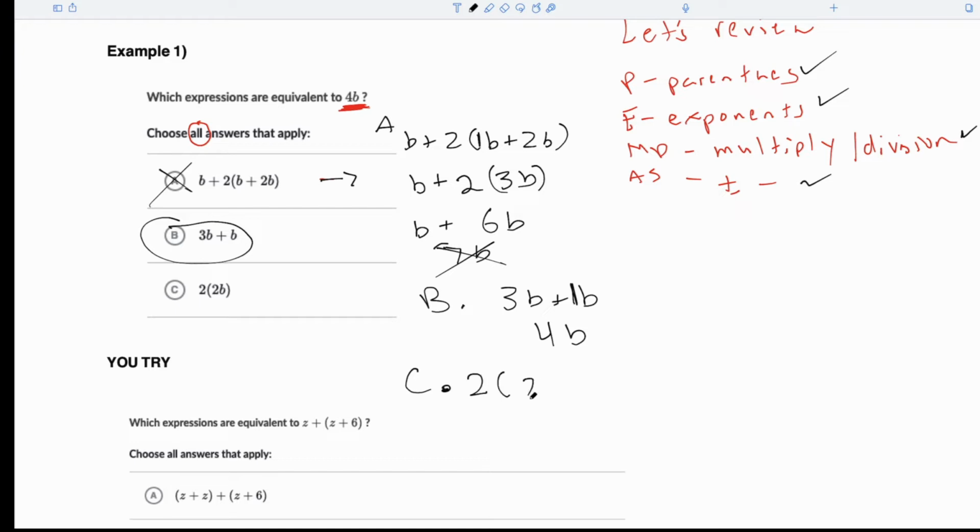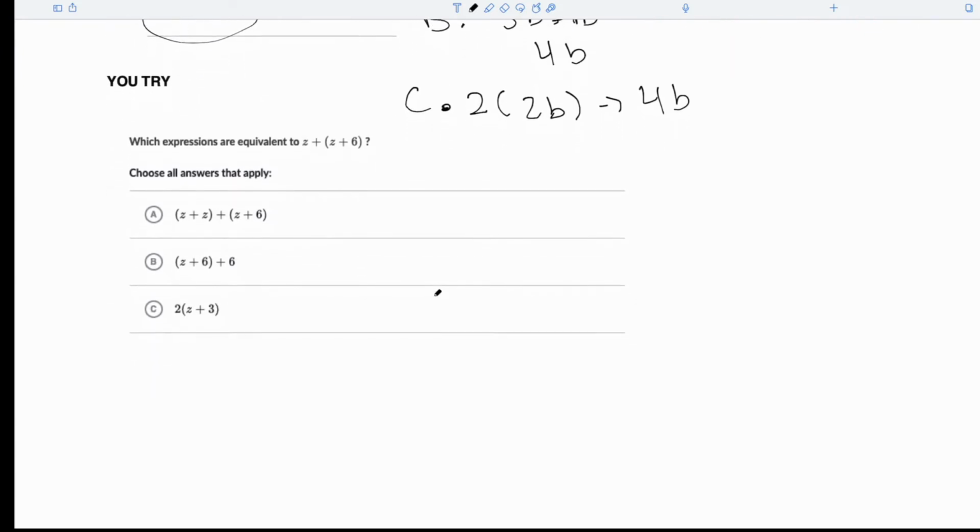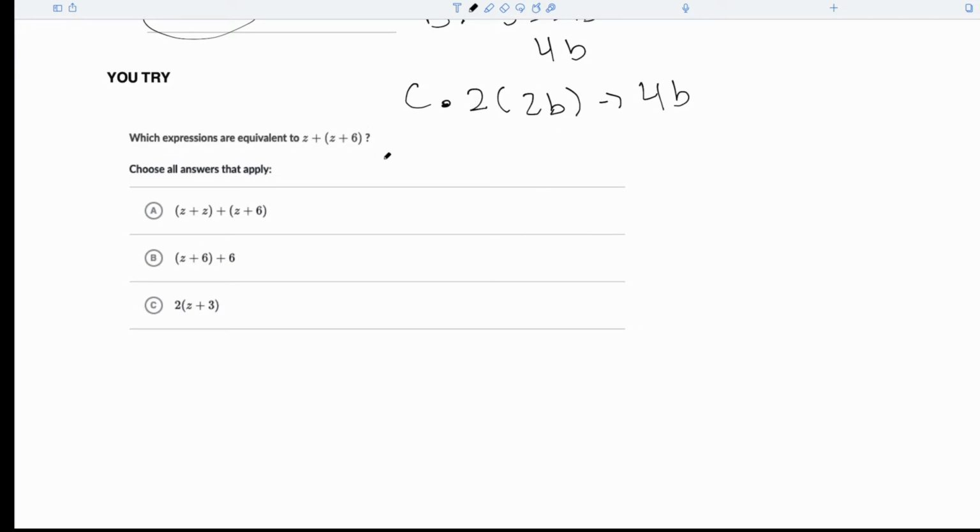You have a 2 next to 2b. Adi, what does that mean when a number is next to parentheses? What is 2 times 2b, Josh? 2 times 2b is 4b. Does that match your original expression? That's also an answer. So for number 1, you have 2 possible answers. Go down to this next one. I'm going to get you started, then you're going to finish off.